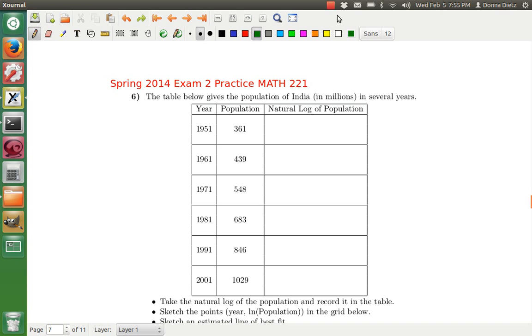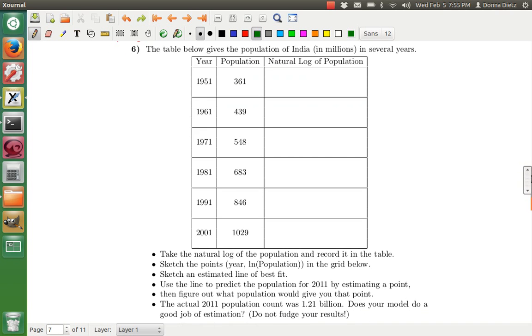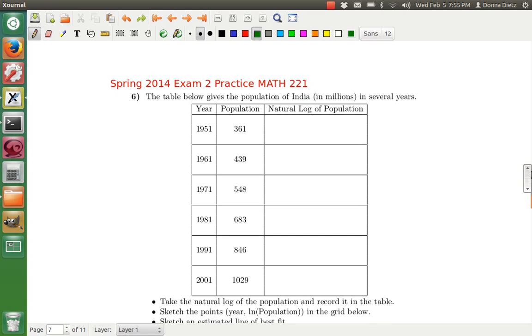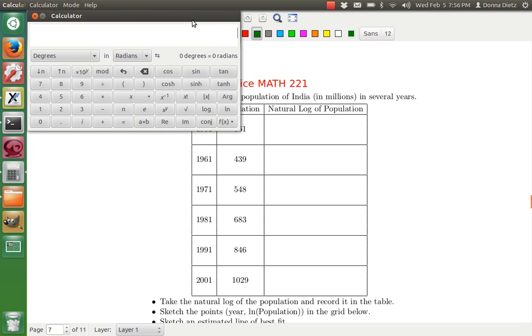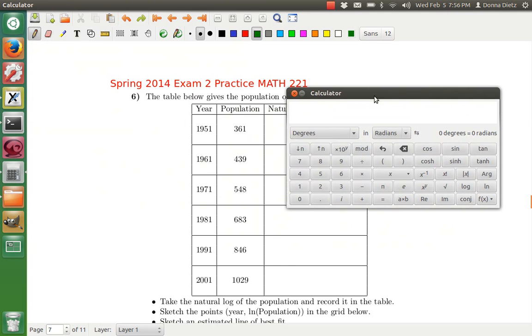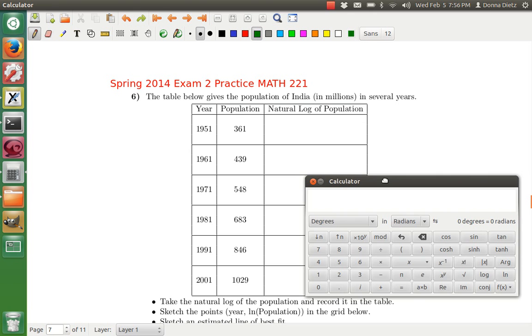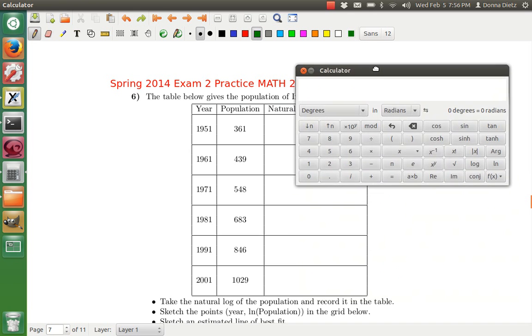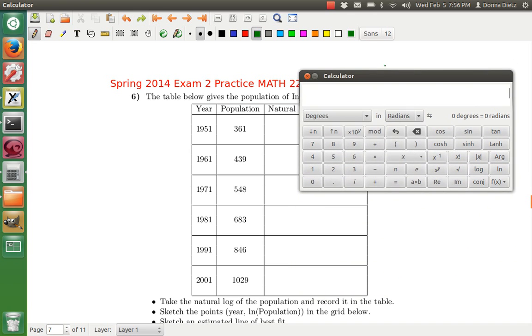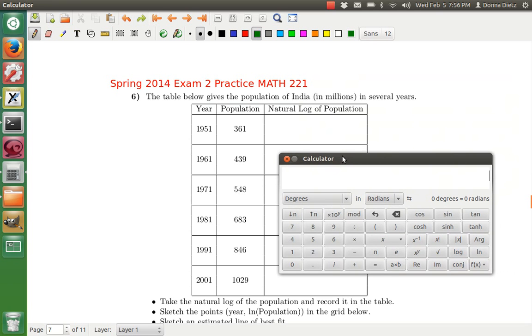So this is based off of a question in the textbook, but I give you more explicit directions than the textbook gives you. So first I say take the natural log of the population and record it in the table. Okay, so I just pull out the calculator, and the population is in millions, but I don't care because I'm just chopping off zeros. It's not going to make any difference, right? So I can just say natural log.